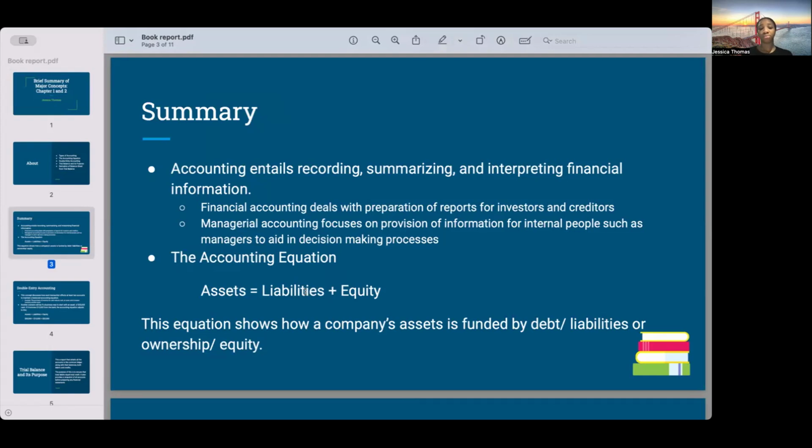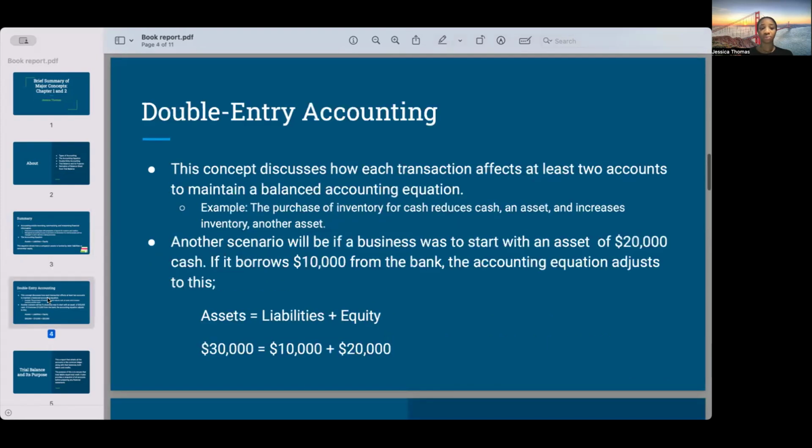And the accounting equation is assets equals liability, which could be like debt, and equity, which is like the owner's capital or net income. The equation shows how a company's assets are funded by debt, liability, or ownership, which is equity.